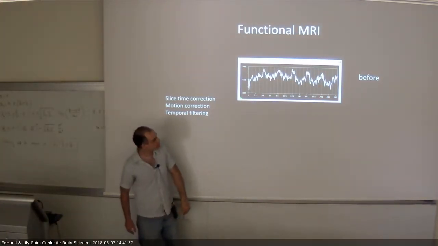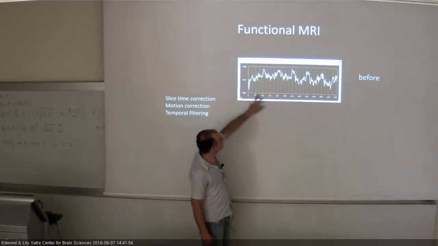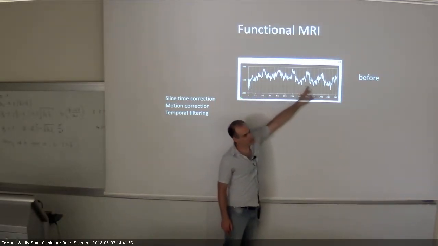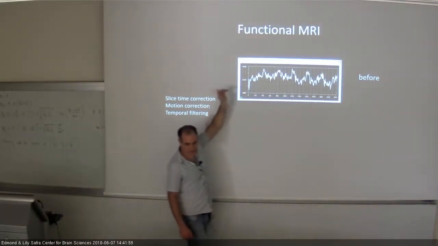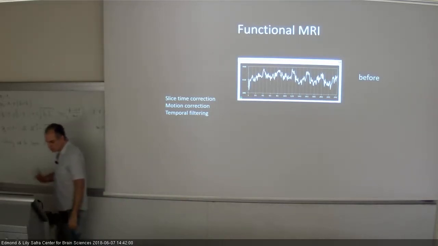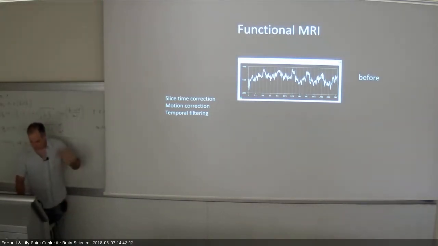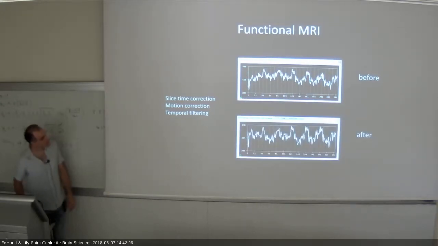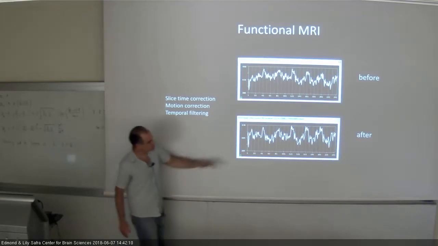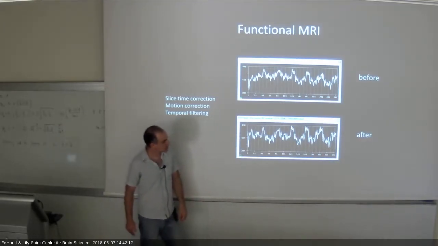Okay, so 8 minutes. And you can see here some kind of modulation along the 8 minutes, and you want to remove that. You apply motion correction and slice time correction, and you get something that is much more straight. That's the low pass, the high pass filter.